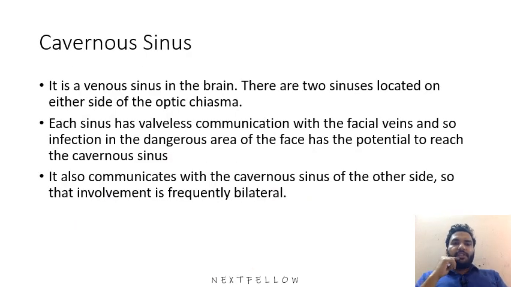Coming to the cavernous sinus, it's a venous sinus in the brain. There are two sinuses located on either side of the optic chiasma. Each sinus has valveless communication with the facial veins. So infection in the dangerous area of the face has the potential to reach the cavernous sinus. If there is any infection here, or nose picking or something, that infection can directly go into the cavernous sinus, which is very, very dangerous. Because there is a communication between the two parts of the cavernous sinus, whatever affliction happens, that happens bilaterally.